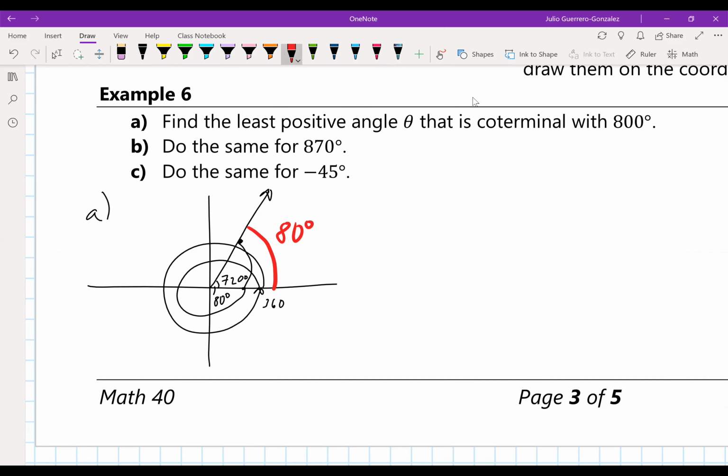Does that make sense? Does that make sense with people? Negative 280 would as well.